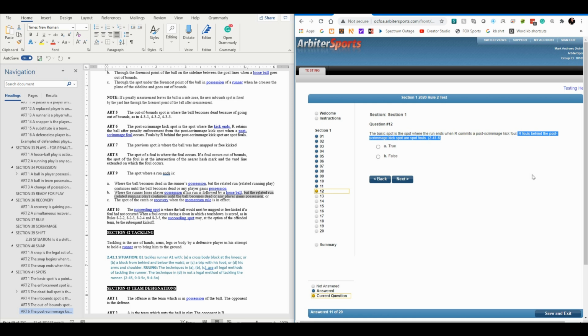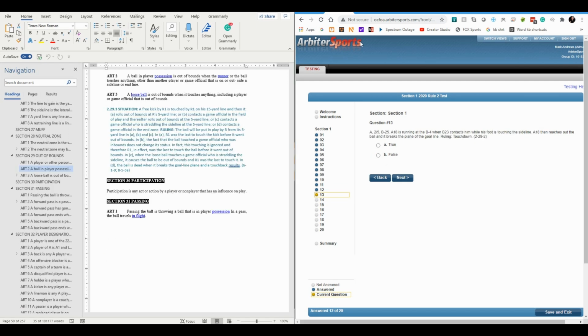And the kick ends as soon as the ball is possessed. We don't kill it. We don't do anything with it. We let the play out. But that beanbag is going to tell us where the enforcement spot is. Okay? So, part of this is true, but part of it's false. So that makes all of it false. Question number 12 is false.